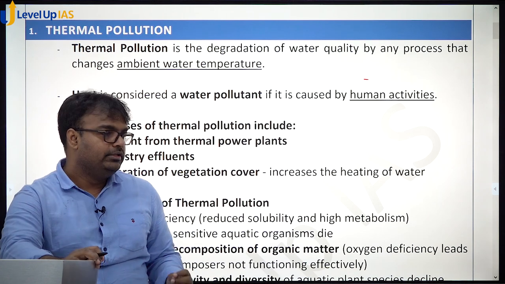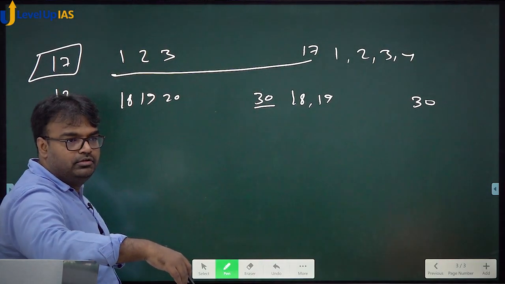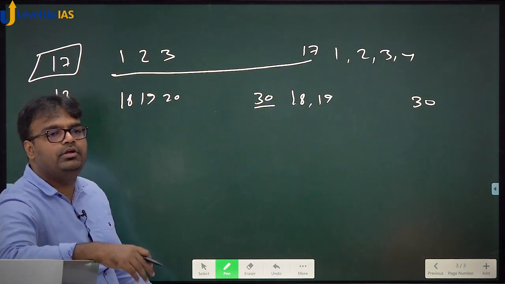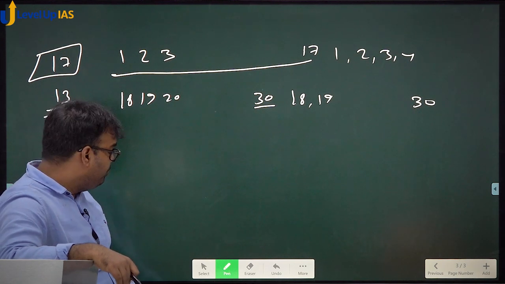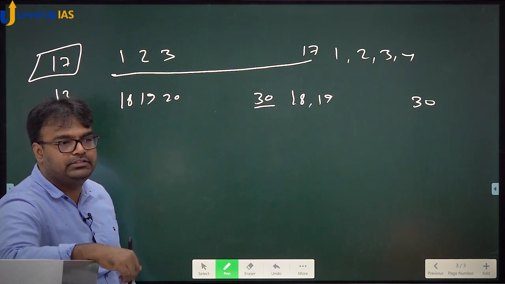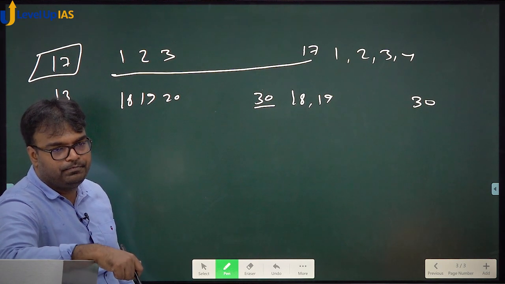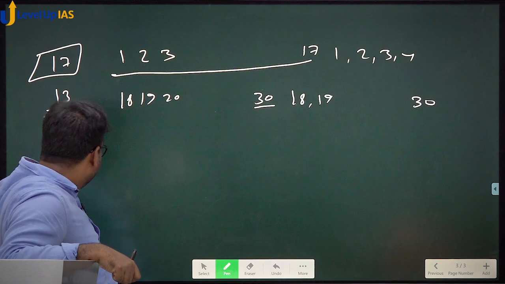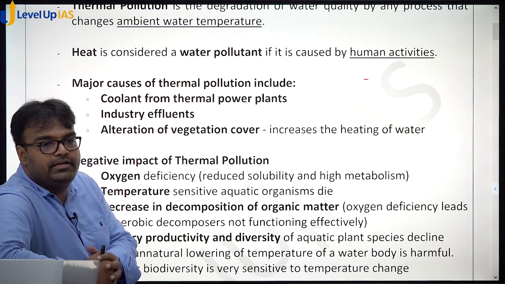You must be knowing that ocean temperature does not change a lot, because even if it's getting sunlight, the heat gets distributed throughout the water body, so the temperature variation is not that much. But there are some human activities which lead to temperature increase or temperature decrease, which may cause thermal pollution. So what are those activities? Let's look at that. Thermal power plants, say when the coolant reaches there.